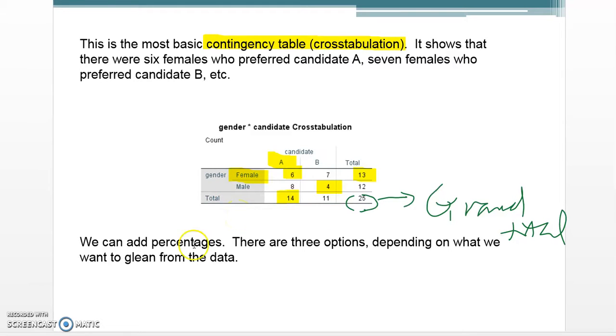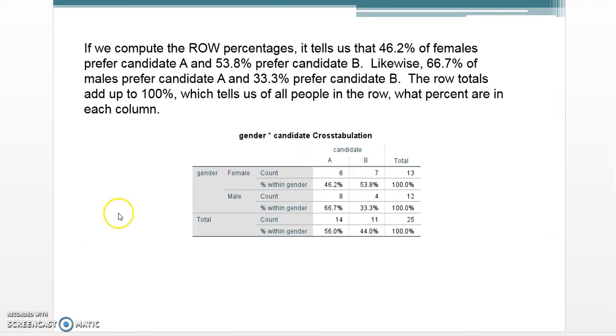For this cross tabulation, we can always add certain percentages. These percentages give you more information on the specific relationship between the gender and the candidate. Now, suppose we're computing the row percentage. You see each row is considered 100%. So all the females are considered in the first row and all the males in the second. That tells us in the first row, 46.2% of the females would prefer A.